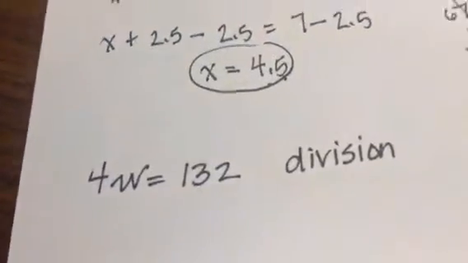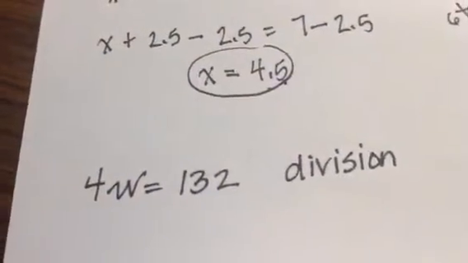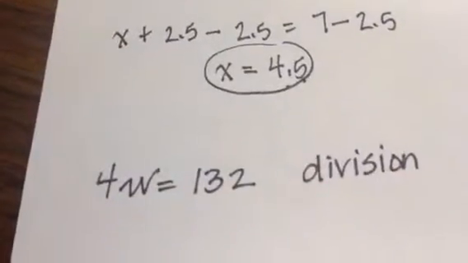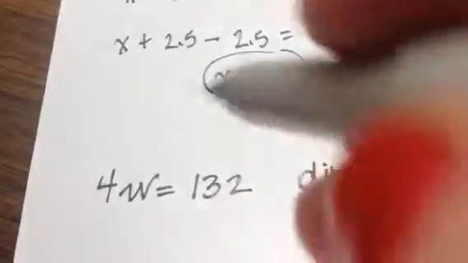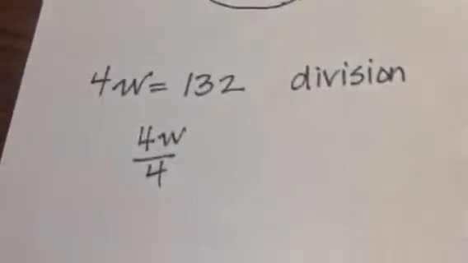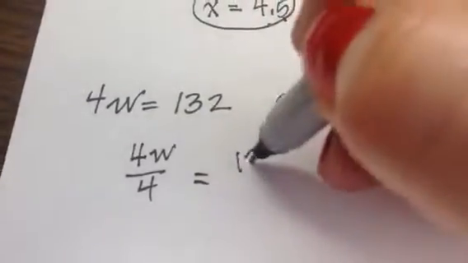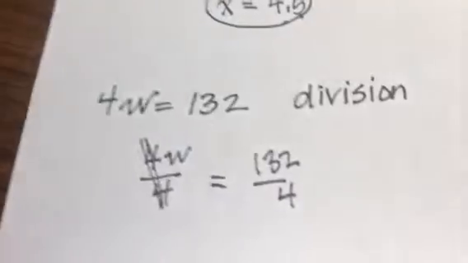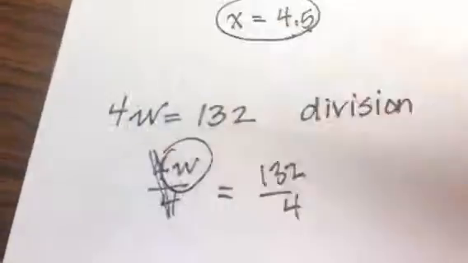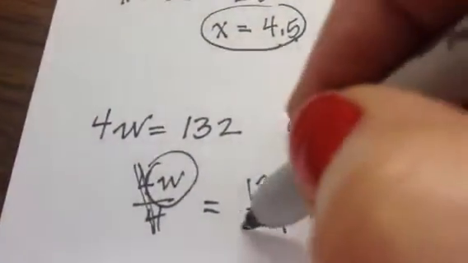Okay, a couple more. 4w equals 132. Well, that means we're going to divide, right? Because this is multiply, so we're going to do the opposite. We're going to divide. So I'm going to have 4w divided by 4 equals 132 divided by 4. So I've just gotten rid of those 4, so I've isolated my w. And now all I have to do is the math.